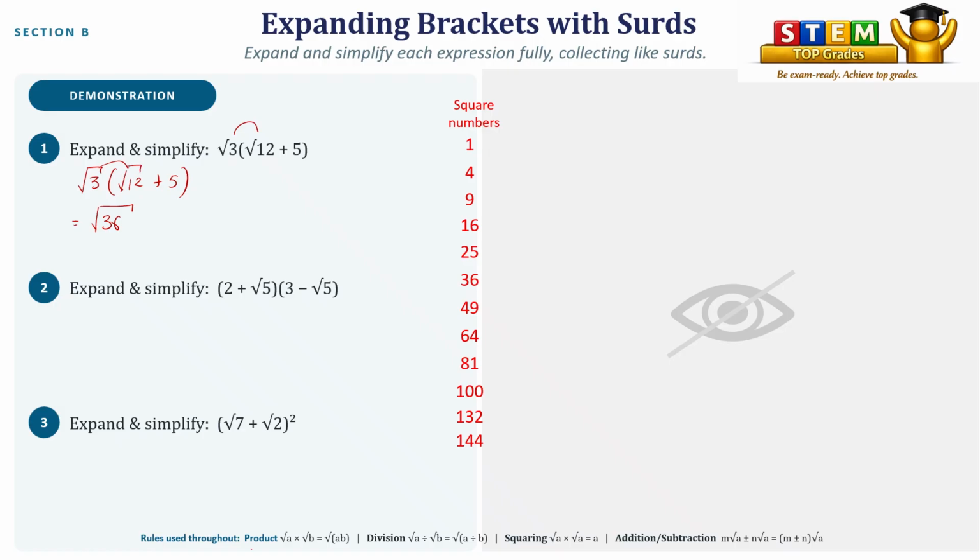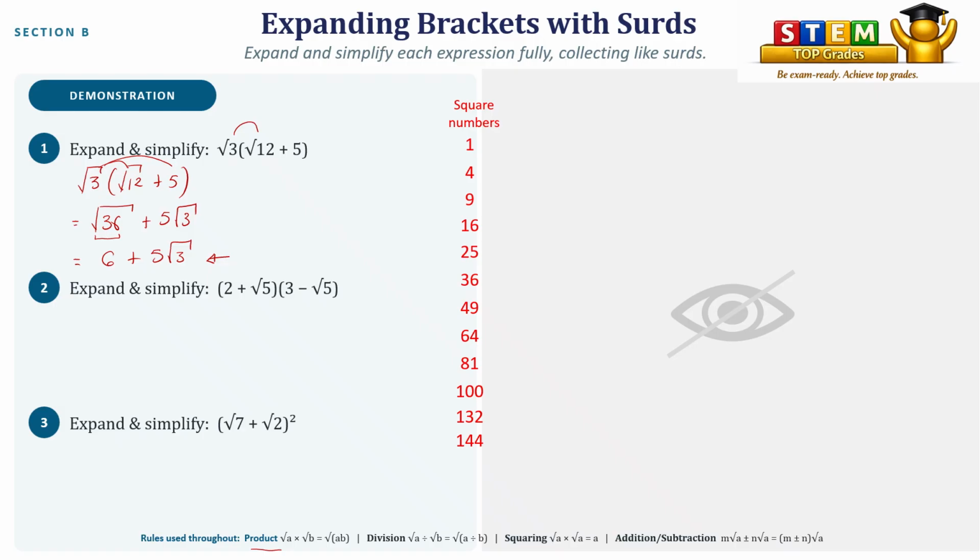And that's the product rule. And then we're going to have root 3 times 5, that gives you 5 root 3. Now you will notice that you can simplify root 36 to 6, and then you get 5 root 3, and that gives us the answer. That was multiplication with single brackets. Now we're going to have multiplication with double brackets.